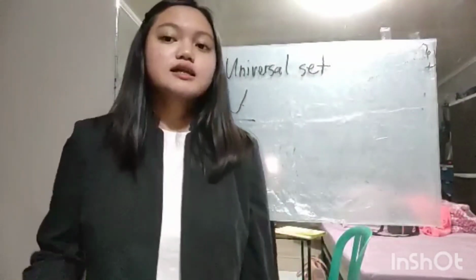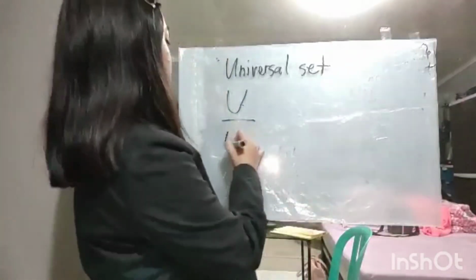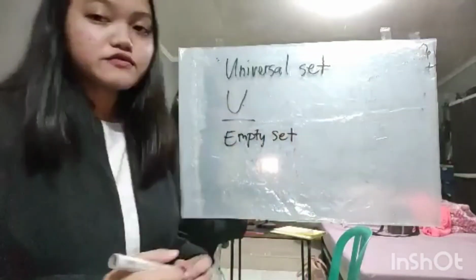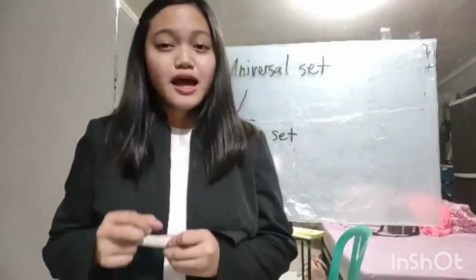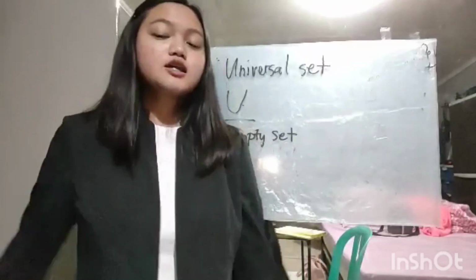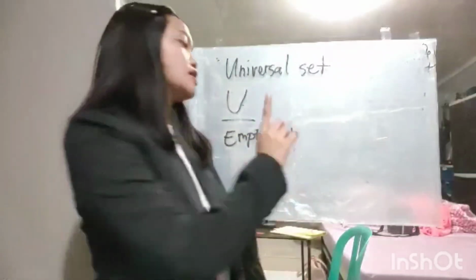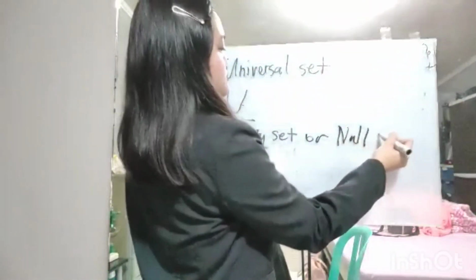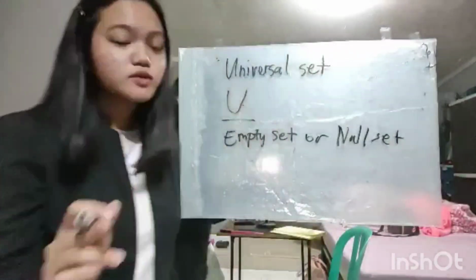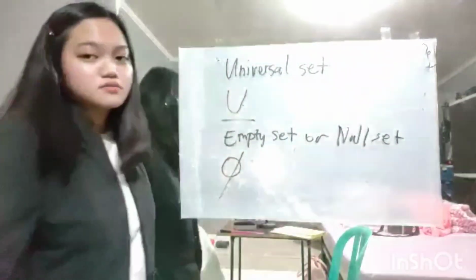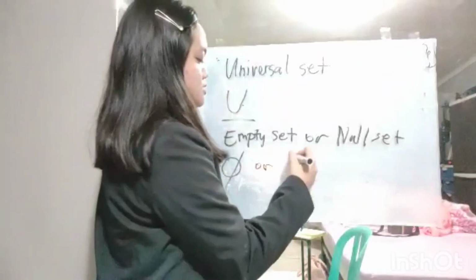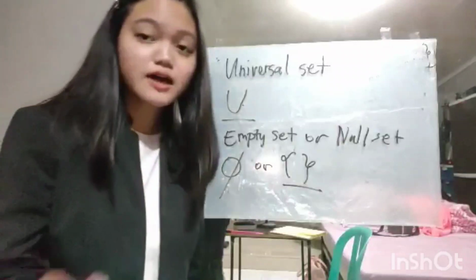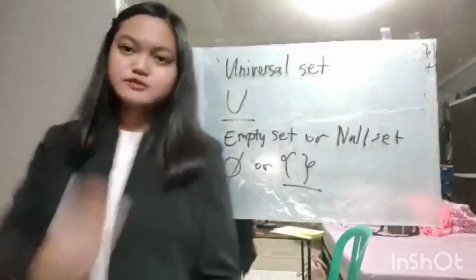On the other hand, there is the empty set. So what is an empty set? If a set does not have any members, it is called an empty set or a null set, and it is denoted by this sign or this sign, brackets that do not have any members at all.